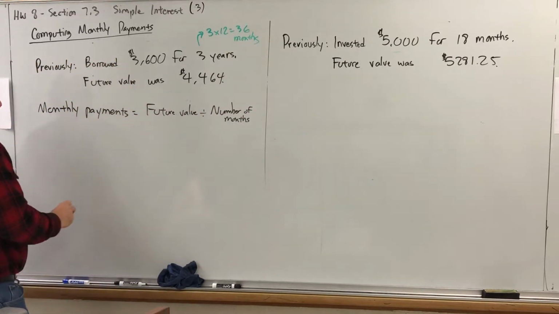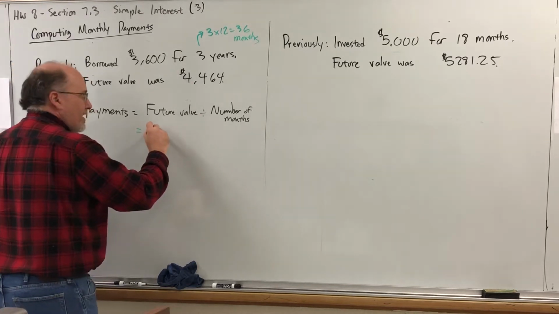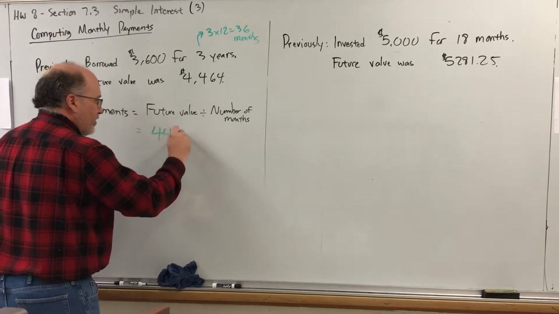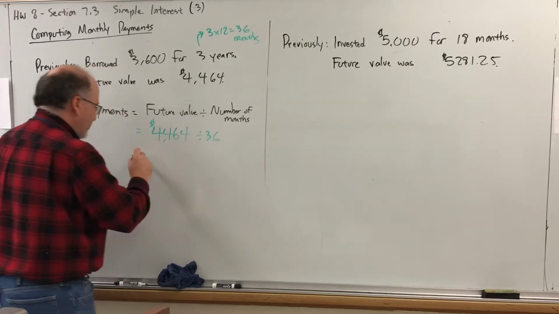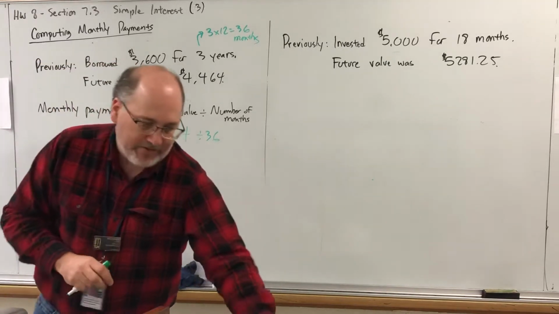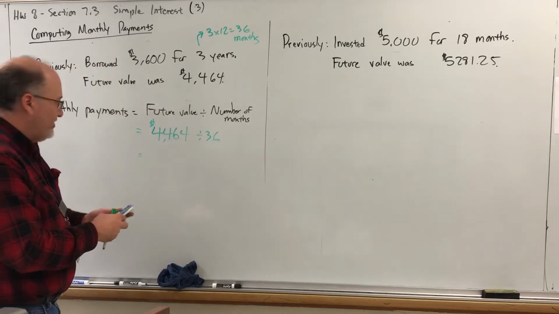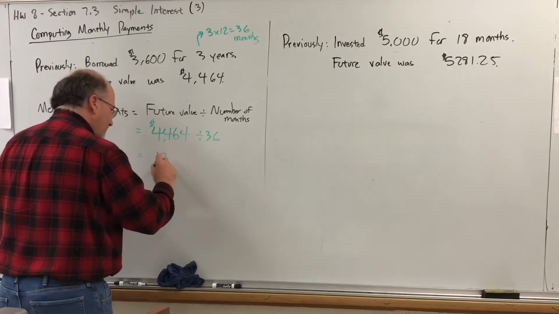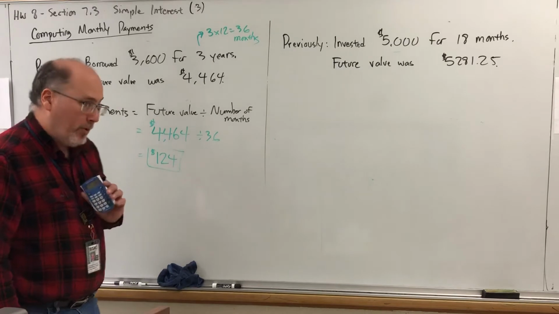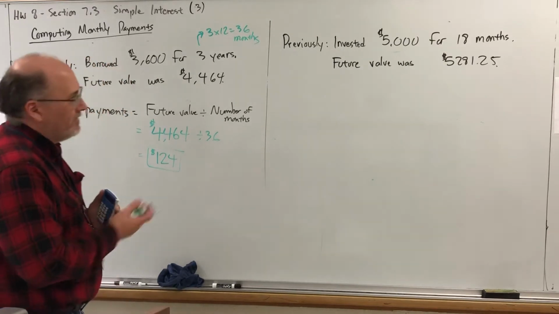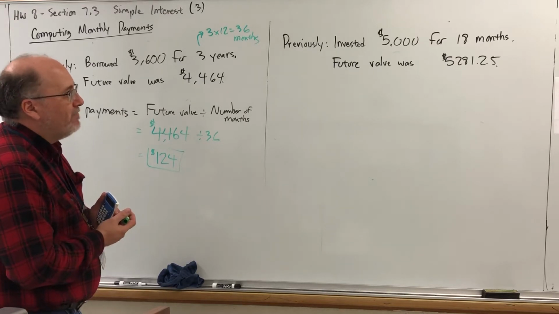So our monthly payment in this setting would be, we have a future value of $4,464, and we're going to divide that by 36 monthly payments. And that will give us the amount that we owe each month, which is exactly $124. I didn't know it would come out to be a whole number. I expected it to be a number we would have to round to the nearest cent. I bet this one is. Just glancing at it, yeah, it's destined to happen.